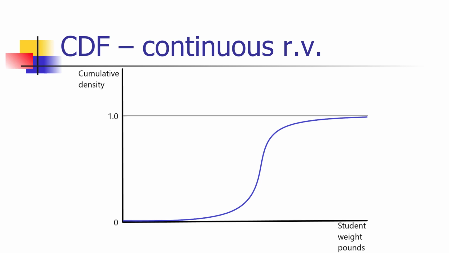And then as we start moving out into the right tail of the distribution, the CDF will asymptotically approach 1. So as student weight tends towards infinity, the cumulative density function will approach 1. As we move off towards negative infinity, or 0, in this case, the cumulative density function will approach 0. So what we know is that the CDF will always be between 0 and 1, and it rises very rapidly in the parts of the distribution that are somewhat thicker.